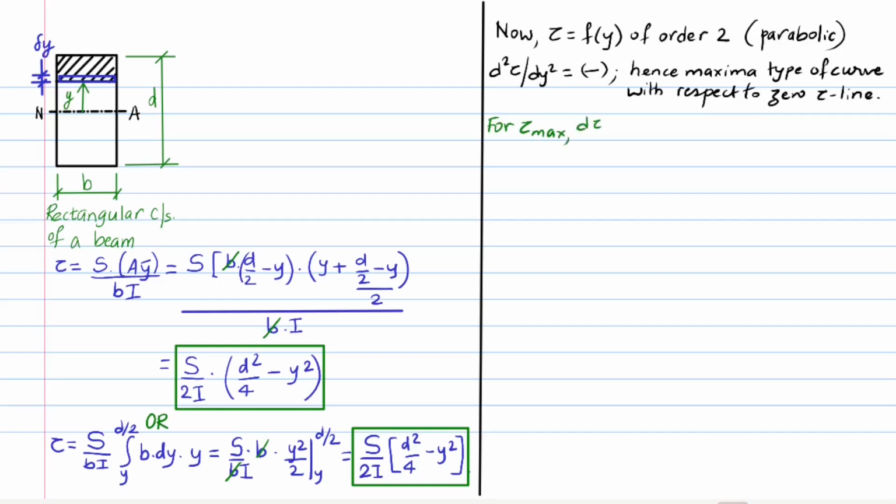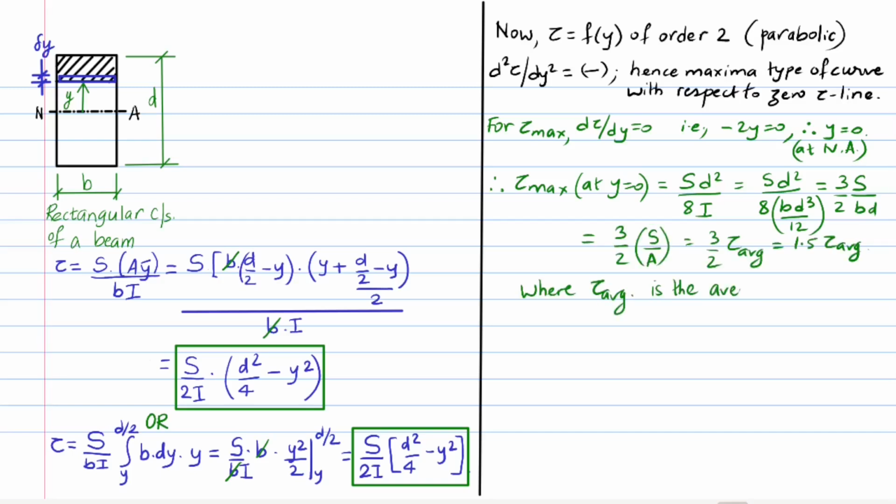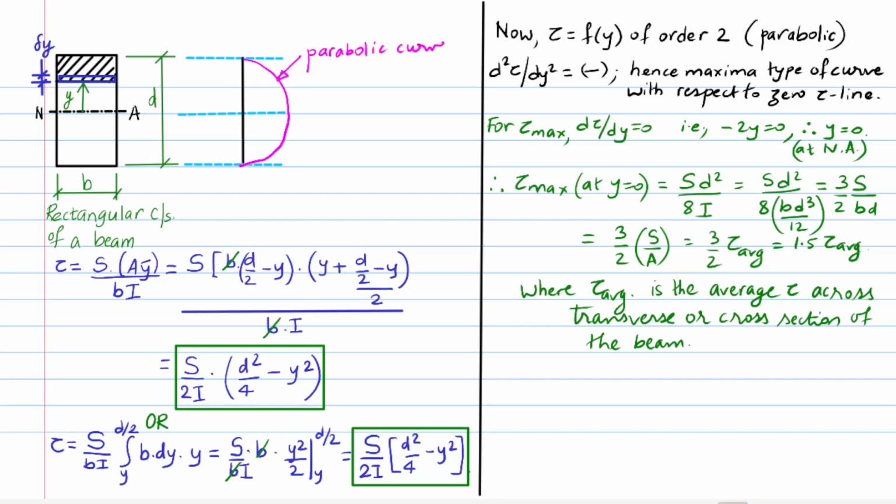For maximum shear stress, we equate the derivative of shear stress with respect to y equal to 0, for which y is found to be 0. That is, the maximum shear stress is obtained at the neutral axis. The value is found to be 1.5 times S over BD. S over BD is also the average shear stress in the beam cross section. Hence, maximum shear stress equals 1.5 times the average shear stress. We draw the shear stress distribution diagram beside the beam cross section and label the values.